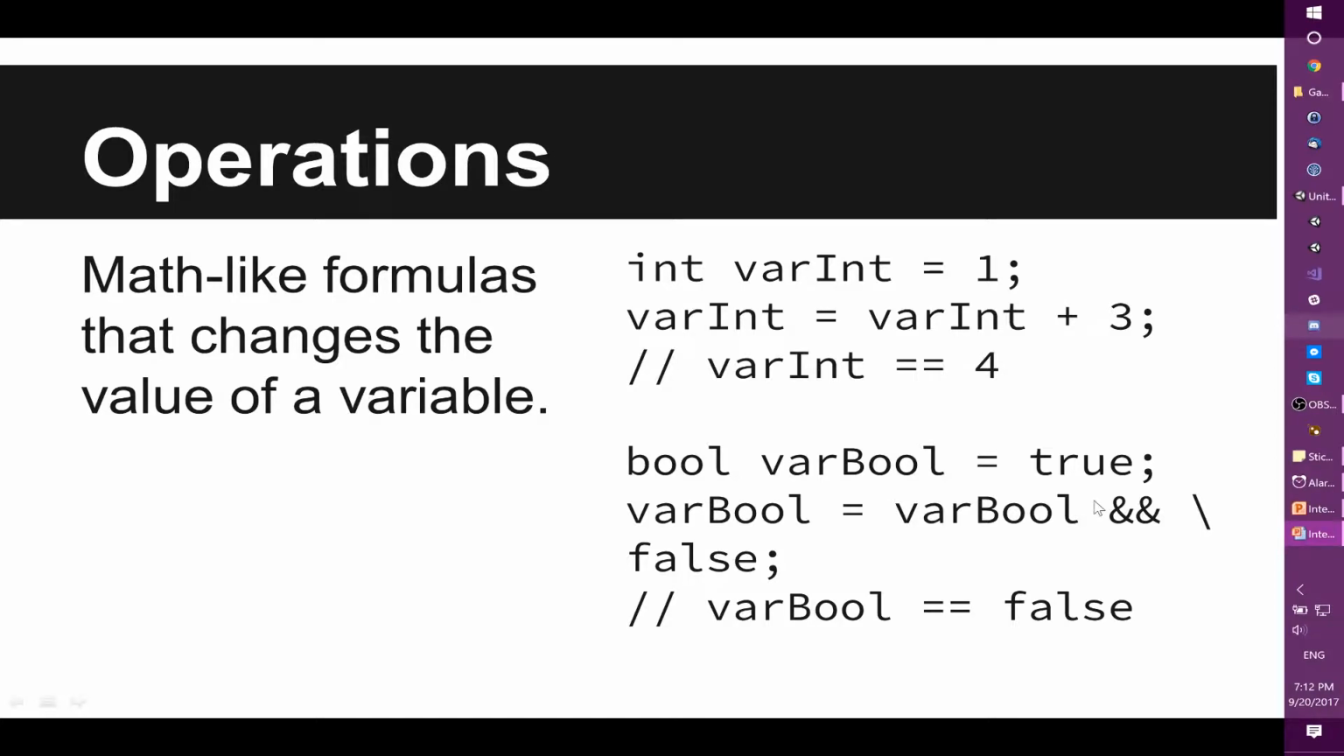Operations also exist for booleans as well. They exist as double ands or 2 pipes for ors. If we use a double and, then it does an and operation. It checks to see whether the left side of the operation and the right side of the operation are both true. If they are, it returns true. If either of them are false, then it returns false instead. So in this case, we initialize the var bool declaration as true. But in this case, at the end of the line, we say double and operation on false. And because the right side of that is false, as in one side of that operation is false, it sets var bool to false as well.